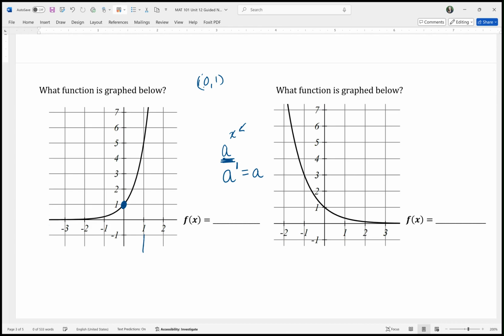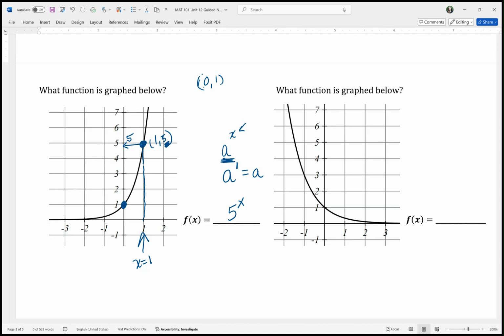Go to x equals 1, go up to the y value of where that graph cuts across x equals 1, and that y value, which in this case is 5, that 5 is your base. So this would be 5 to the x power. Okay, so again, 5 to the 0 is 1, 5 to the 1 is 5.